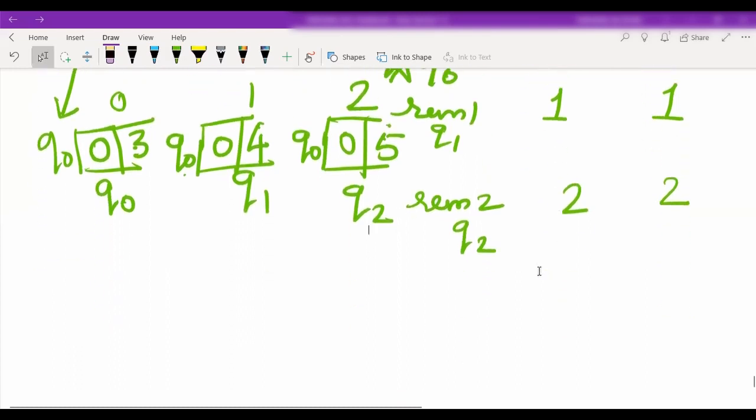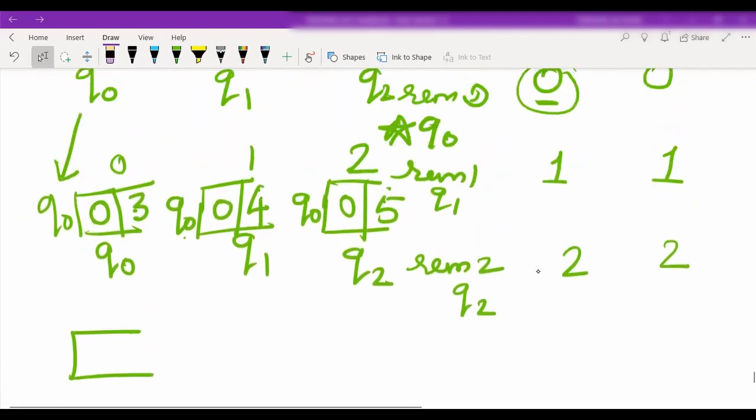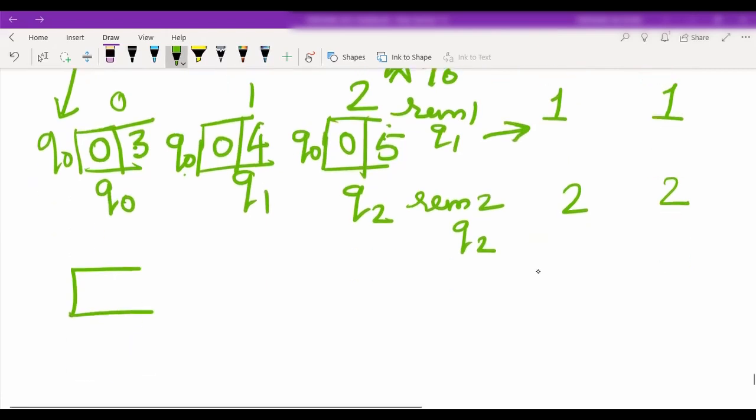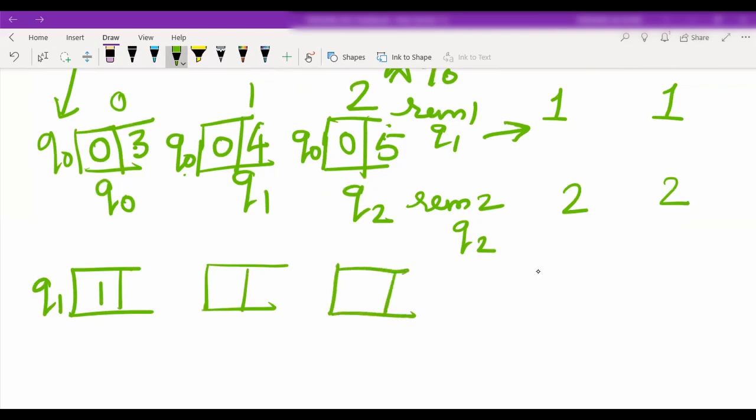Now we are going to consider the Q1 state. What is the Q1 state? Here we had already marked that the Q1 state is nothing but the number 1, meaning previous remainder 1. Now, how many tapes will be there? Based on the number of sets we have created, there will be 3 tapes. Okay, so this is Q1, representing number 1. Now we are waiting for the next bit.